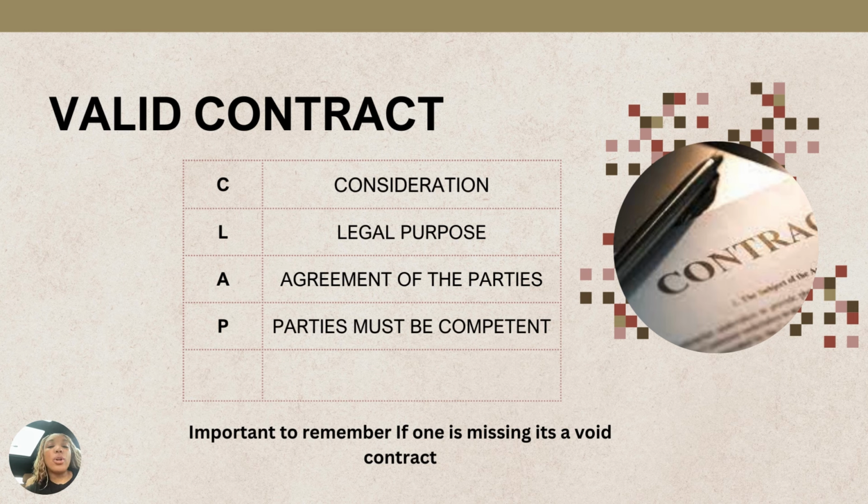So in order to see a valid contract, it doesn't matter how they throw the question at you. It doesn't matter how they hit you. If there is consideration, legal purpose, agreement of the parties, that's meeting of the minds, okay, and parties must be competent, that is CLAP. So when you see a valid contract, it must have what? You must be able to clap. All right, you see valid contract, if you got to sit there and clap, go ahead and clap. At least you know what it means.